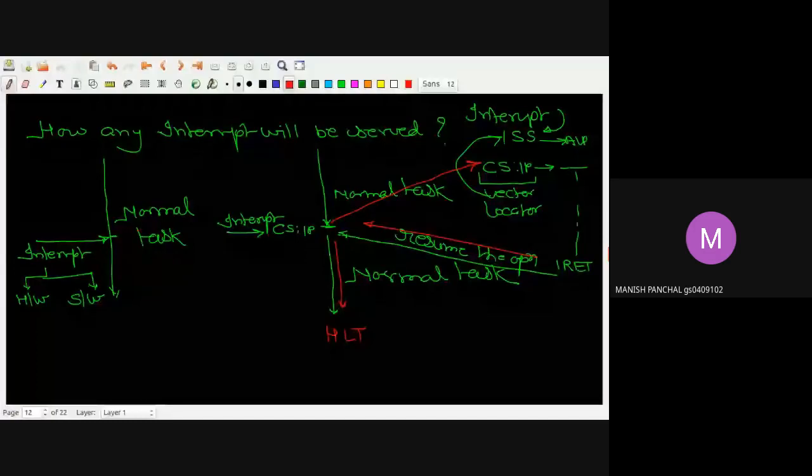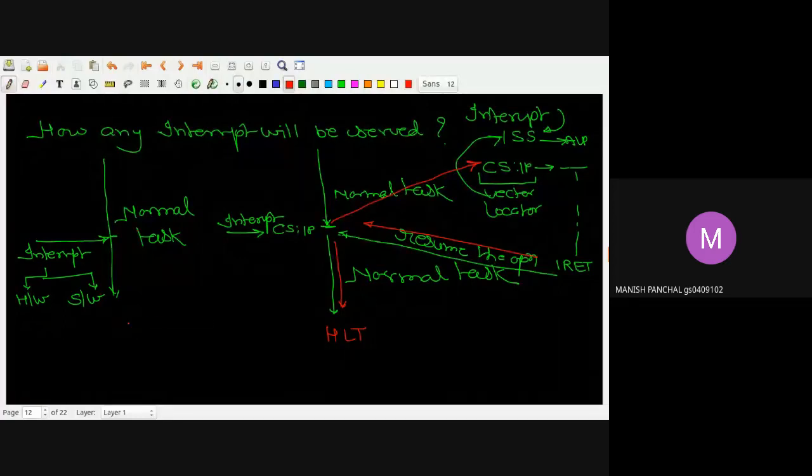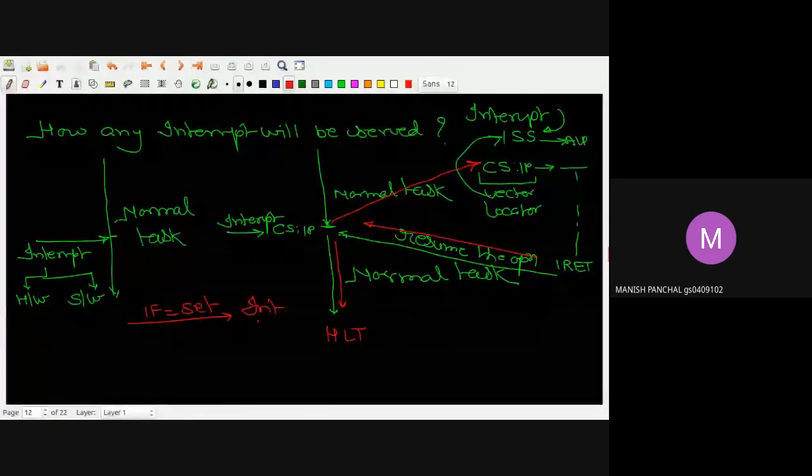But there is something else that will come into the picture: we have to retain the flag status also. To serve any type of interrupt, either hardware or software interrupt, the value of IF should be set. But when the interrupt is recognized, automatically this IF becomes reset. Why is it so? Because it wants to completely execute this interrupt before coming to any next interrupt. So this is the reset.